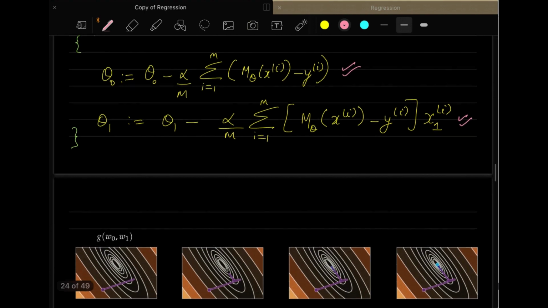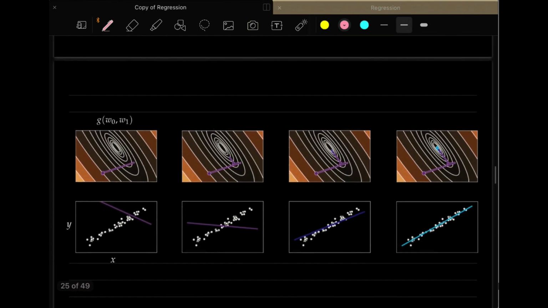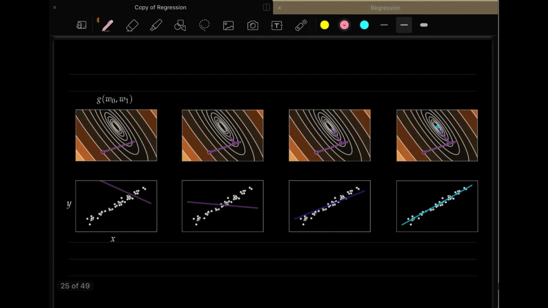Now I want to show you this graphical representation of how these theta 0 and theta 1 are evolving with time, and how the line is evolving with time to get the optimized line, and along with that, how the behavior is changing on the contour plots. On the bottom here, this graph shows how this purple line is evolving with time when you are doing an optimization of this particular data set.